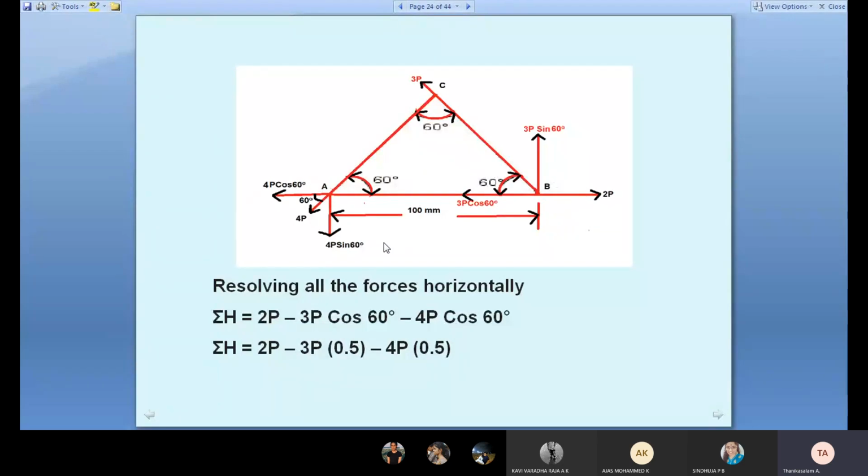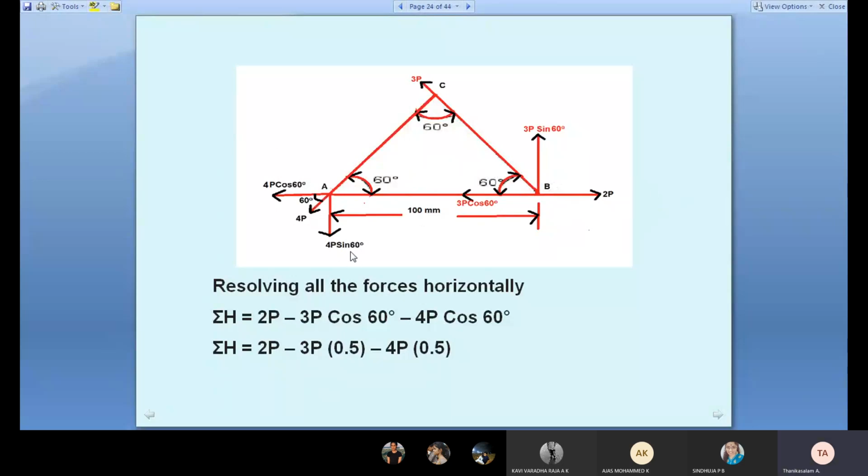Students, understand, I am repeating again. While taking moment, locate the reference point. A is the reference point. What are the forces not giving moment? 4P cos 60 and 4P sin 60 act at A itself. And the 3P cos 60, the arrow mark goes to point A. Similarly 2P also does not give moment, because 2P is starting from the arrow. So these are the forces that do not give any moment.